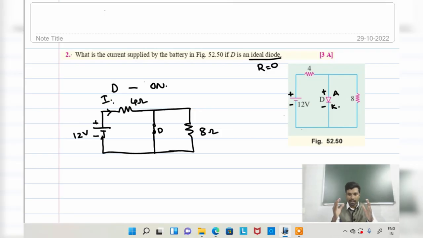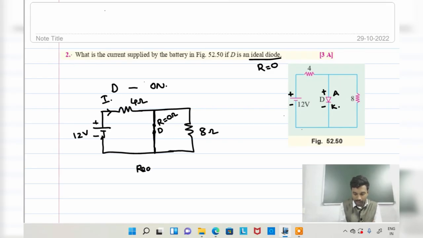So you need to understand, diode D is closed, which means it is a short circuit. So here it is short circuited. In case it is short circuited, the diode is ideal. What about the resistance here? 0 ohms. Already mentioned, in case of an ideal diode, resistance is 0. So these two are connected in parallel.